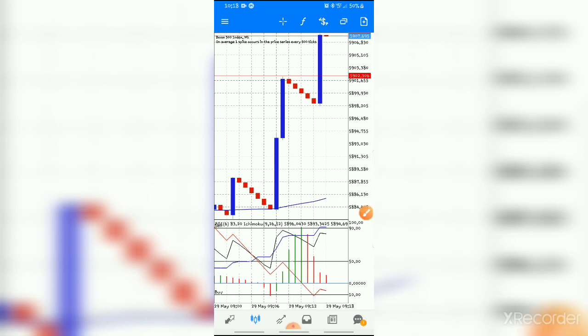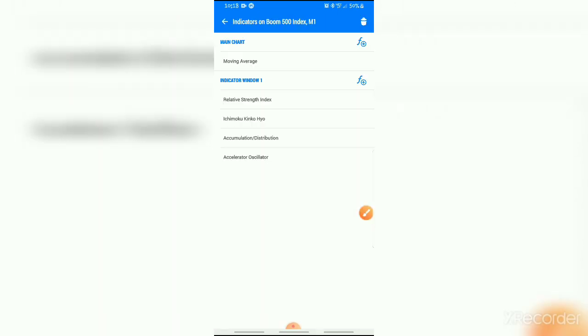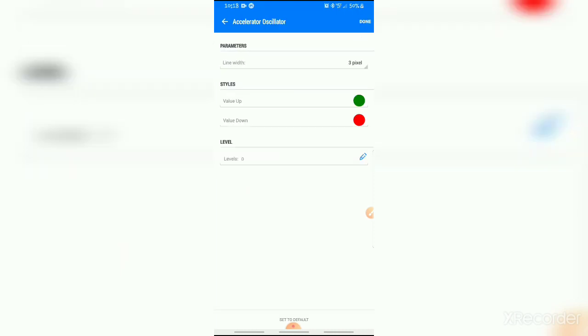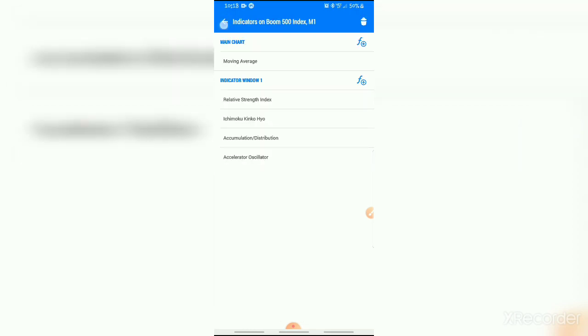So to add the remaining ones, you click on your F again. The first one you add is the accelerator oscillator. So you put in the settings here. The line width should be 3 pixels. The value up should be green. The value down should be red. You click on done. You go back to your F again.